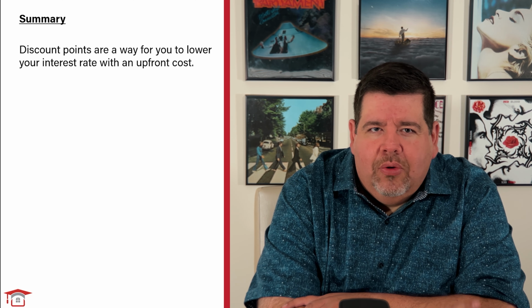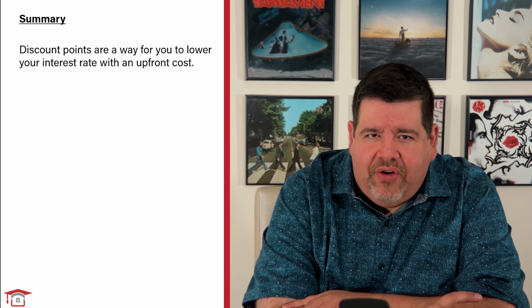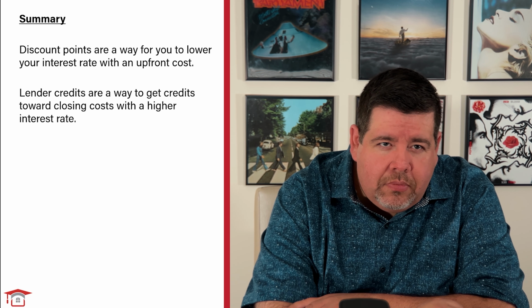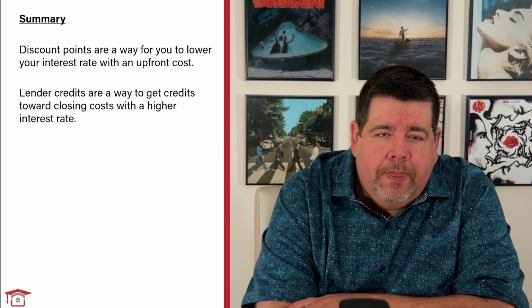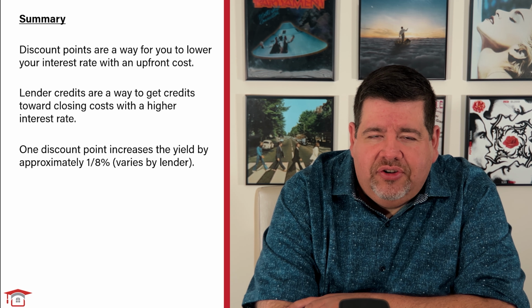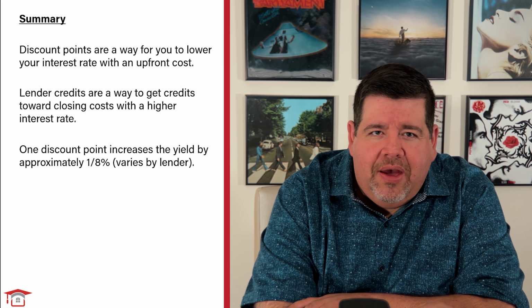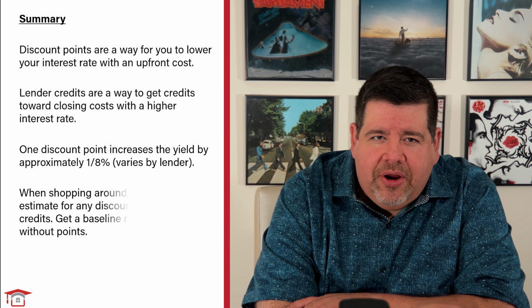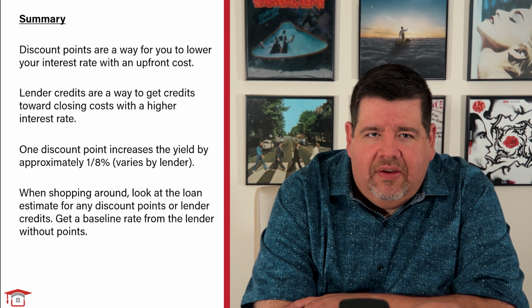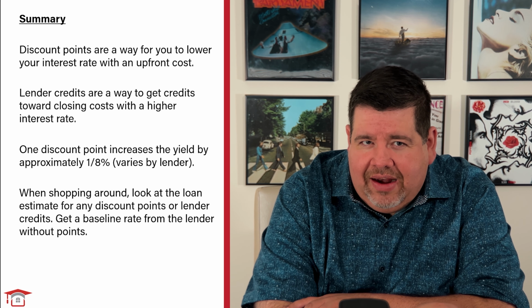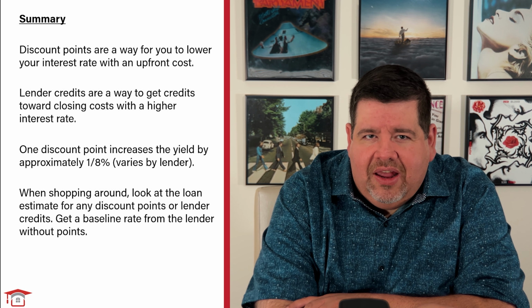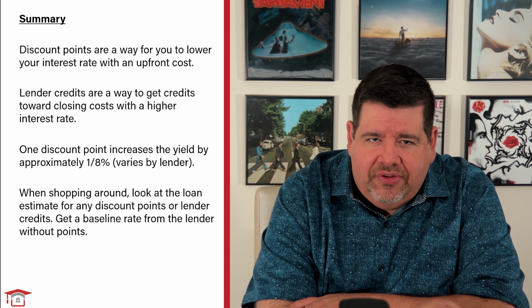Okay. So to summarize, discount points are a way for you to lower your interest rate with an upfront cost, and lender credits are a way to get credits towards closing with an increase in your interest rate. A discount point is equal to 1% of the original loan amount, but the amount being discounted can vary from lender to lender. When shopping around, look at the loan estimate to see if there are any discount points or lender credits, and get the loan officer to get you to the rate without points to get a baseline for comparing interest rates with other lenders.